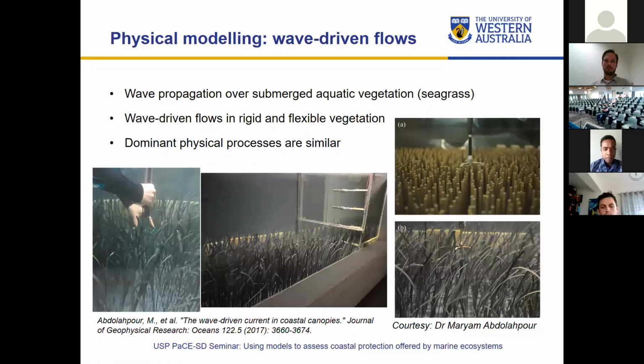So this is just an example of some of the work that a colleague of mine did in her PhD. She looked at wave propagation over seagrass mimics, and she was particularly interested in the effect of flexibility of the vegetation. So you see on the right plot, she compared rigid mimics of some sort of vegetation with the flexible ones, which look a lot more like seagrass. And she actually found that the processes are quite similar. Of course, there's the added complexity, but the velocities that she was measuring and the effect of the vegetation on the velocities were quite similar.